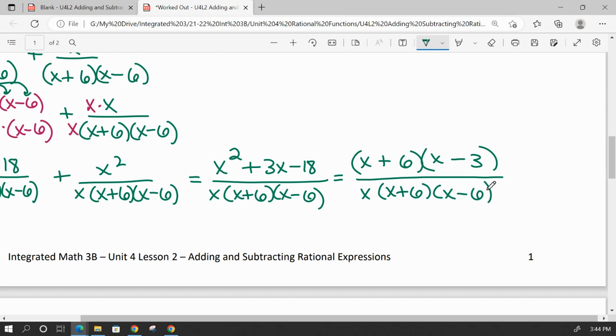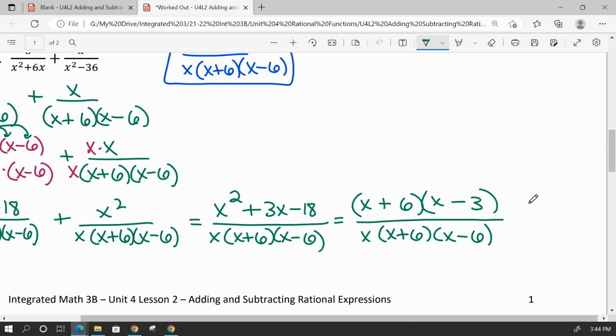So now, just like when we were simplifying rational expressions the other day, if you have a common factor in the numerator and denominator, that can be reduced. But before we reduce, I'm going to state my undefined values. I always recommend that before you cross anything out, state your undefined values.